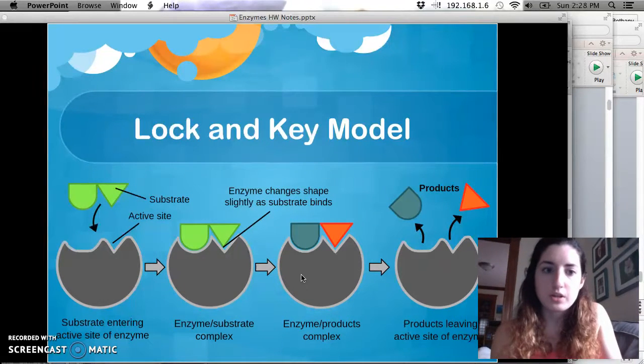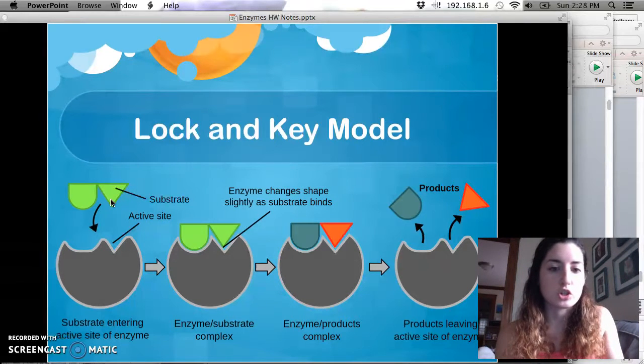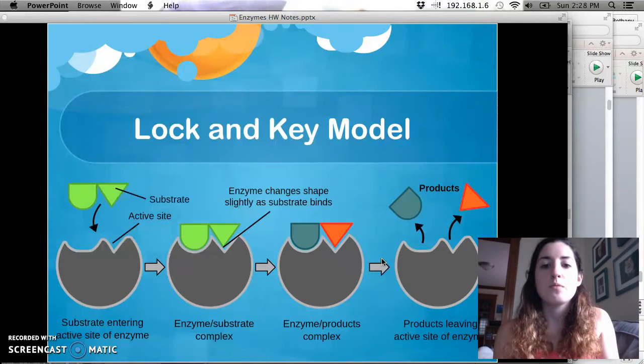Here's another example. So if the substrate was this shape plus this shape, so like a half oval plus a circle, it would fit because look, the enzyme has a little active site here where they would fit. Once the substrate enters, it'll kind of hug it, and then when it lets it go, it'll break it up, and now it's two different products.